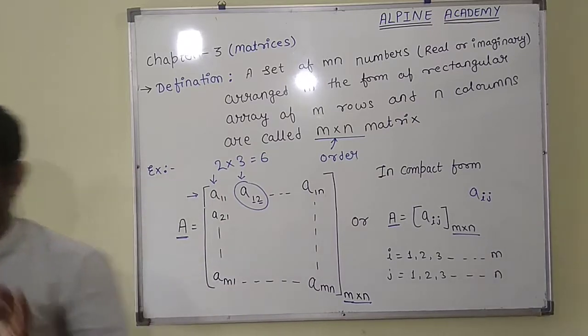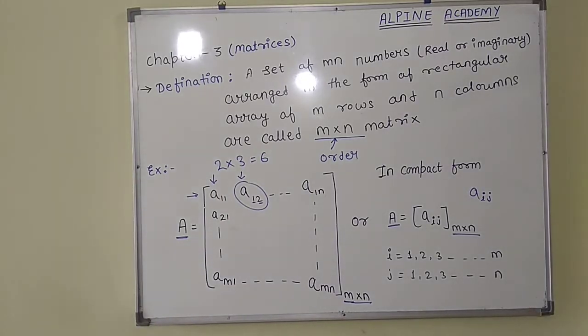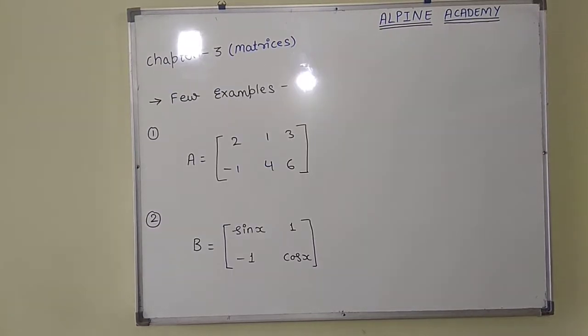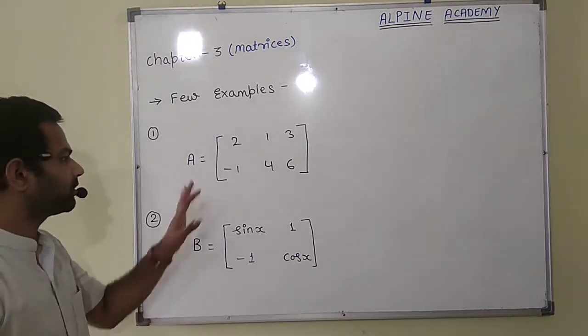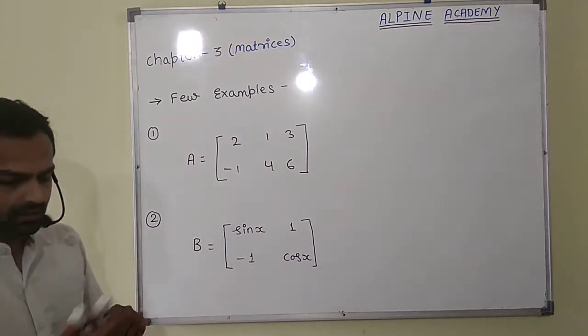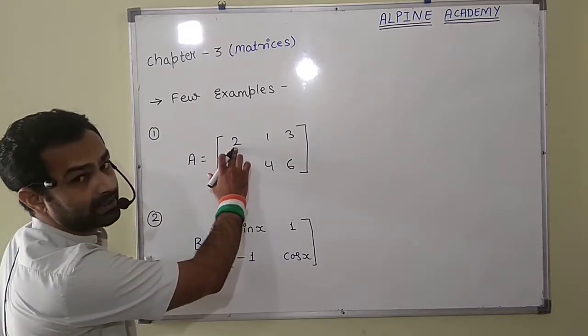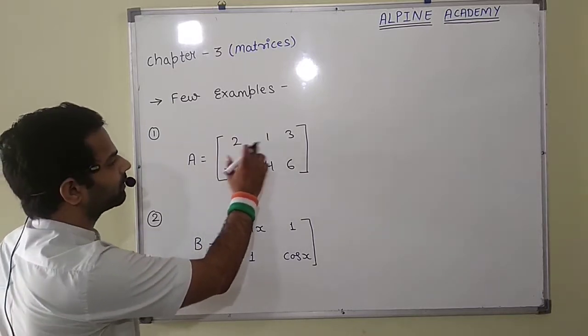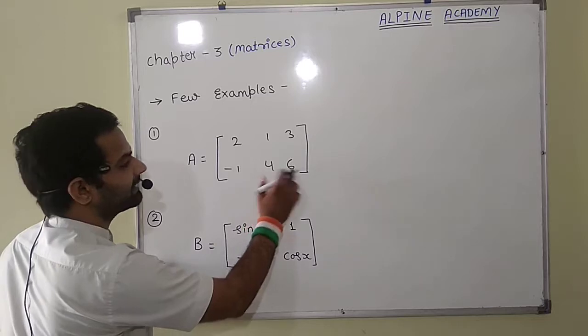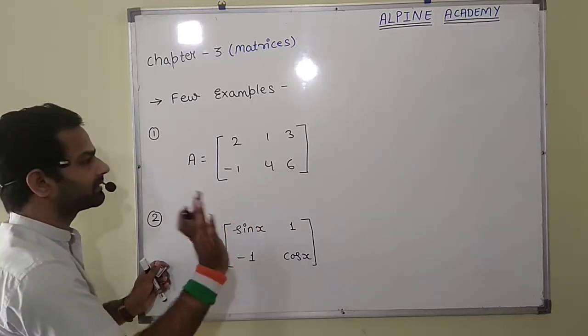Now let us take a few examples of matrix so that our understanding becomes more clear. So here in this example we have two matrices A and B. So let us talk first about A. You can see that in this matrix there are total number of elements. How many elements are there? 1, 2, 3, 4, 5, 6. So total elements are 6.